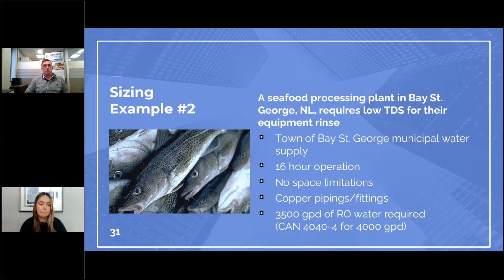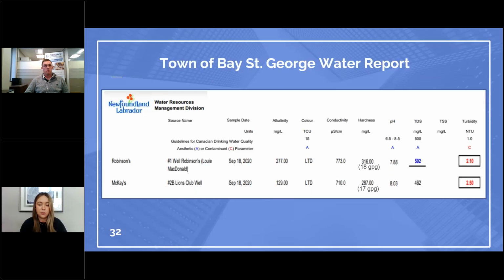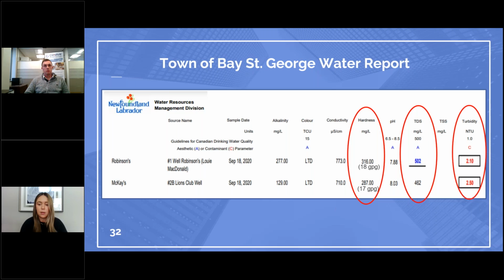George municipal water. I did a quick Google search again and came up with this report. So you can see that their TDS is a bit high, so that's why they're after their reverse osmosis system to bring that down. We've got 17 to 18 grains per gallon of water hardness that we're going to have to figure out. And the turbidity levels are also a little bit too high for the RO system. On top of that, it's not shown on here, but they do have a free chlorine residual in their water. So we're going to need to take care of that as well before the RO system.